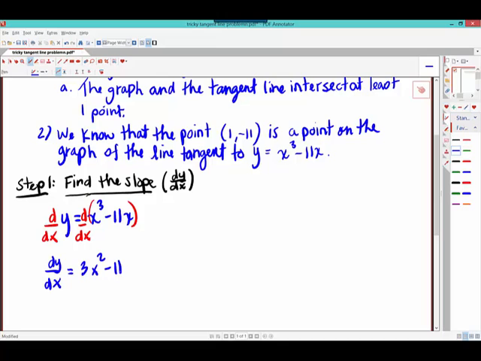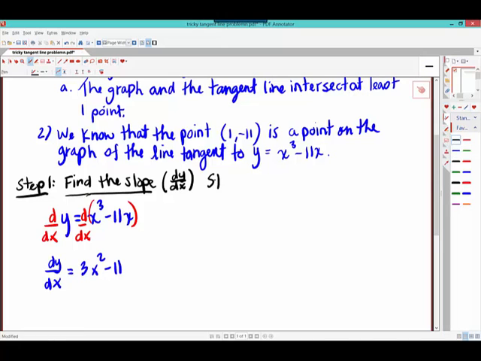Now, we're not looking for the slope of the graph when x is 1, because (1, -11) is not a point that's on the graph, and it will not end up being a point of interest to us if we plug it in here. We're not interested in the tangent line when x is 1. We're interested in the tangent lines that go through the point (1, -11). So what the heck does that mean?